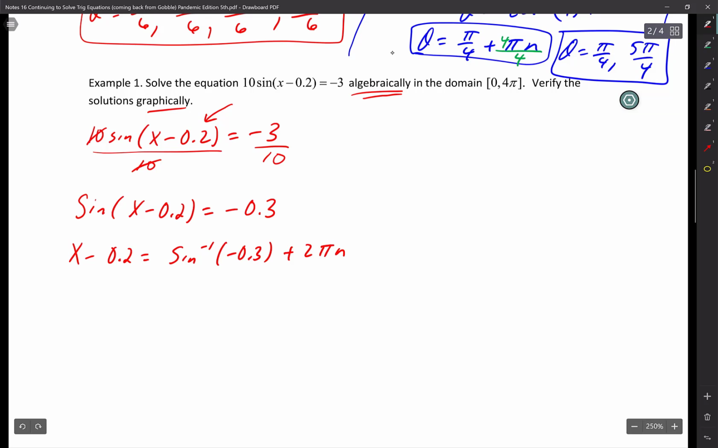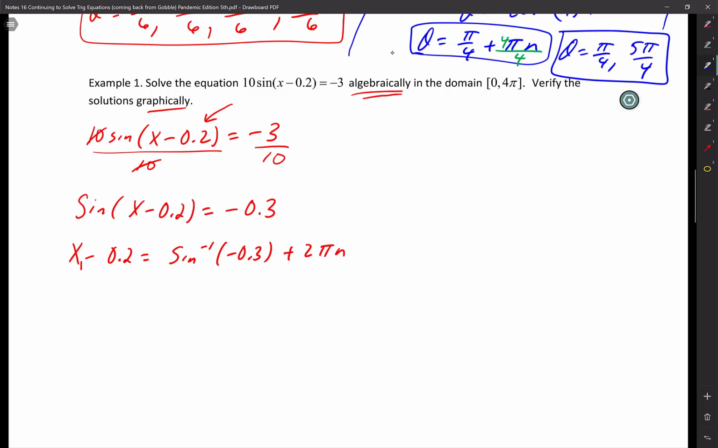And since I'm going at it already, guys, I'm going to put a subscript down here and make it a 1. So write x of 1 minus 0.2 equals arc sine of negative 0.3 plus 2 pi n. I'm going to change my color to blue and write my second equation in blue. So I'm doing both at the same time.